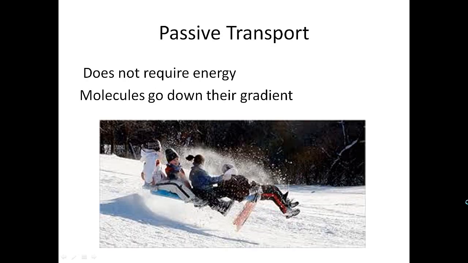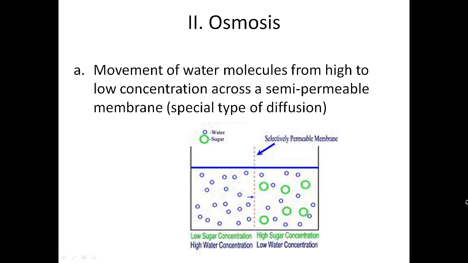Passive transport is like sledding downhill. So osmosis, movement of water molecules. This is what makes it different from diffusion. This is a type of diffusion, but just a special one for water molecules. So movement of water molecules going from high to low concentration across a semi-permeable membrane. For diffusion, we don't need a membrane there.